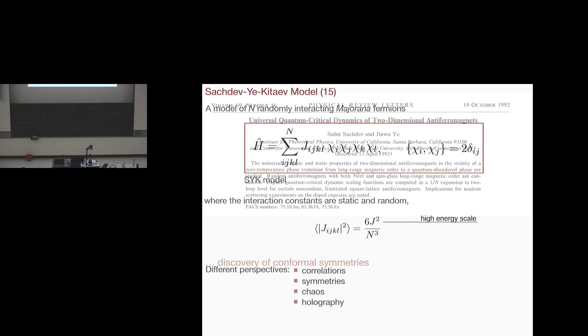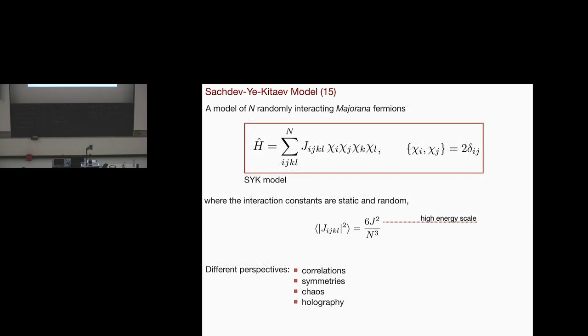And then came a third incarnation, much later, in 2015, by Kitaev, who proposed to take a look at the Majorana variant of these models. No bosons, fermions, but now Majorana is not a big deal. And Kitaev's motivation from the very beginning was to consider this model as some kind of a holographic shadow.